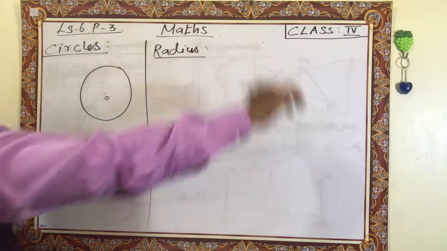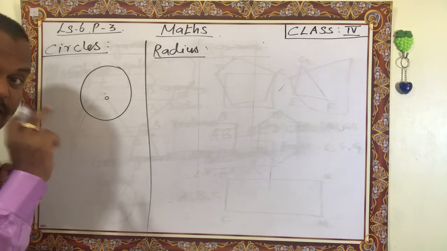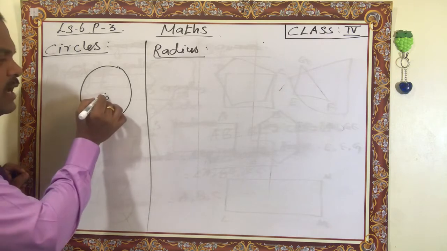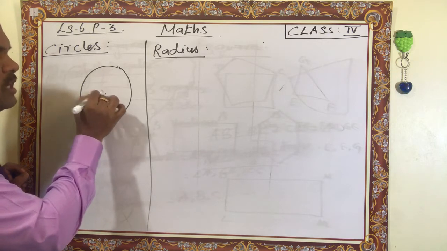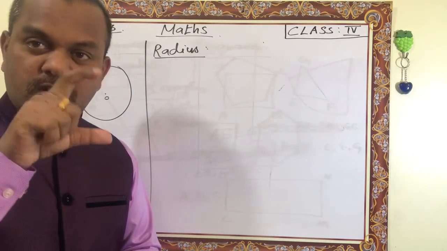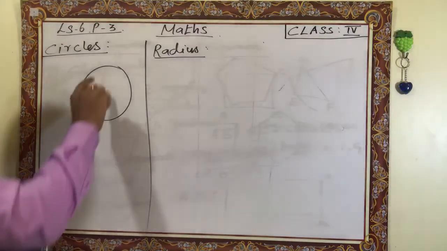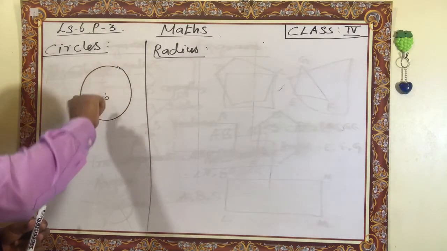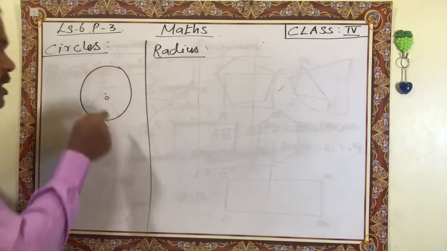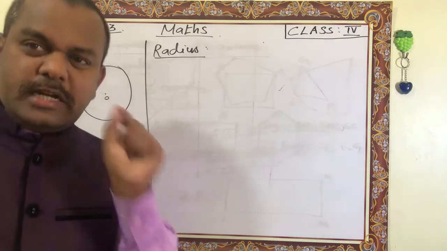What is the radius of a circle? Radius of the circle means a line segment joining the exact center. How to get this center? You know how to draw a circle with the compass. With the compass we can easily draw one circle. When you are drawing a circle with the compass, your compass tip will make one point here. That is the exact center of the circle.